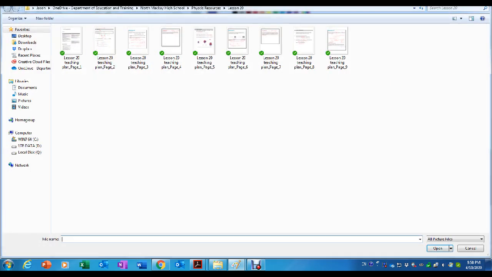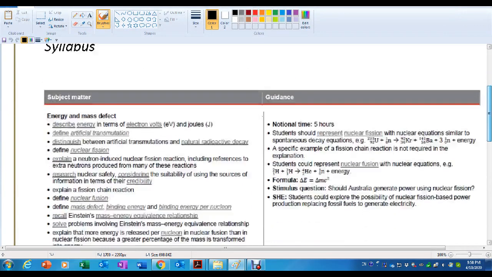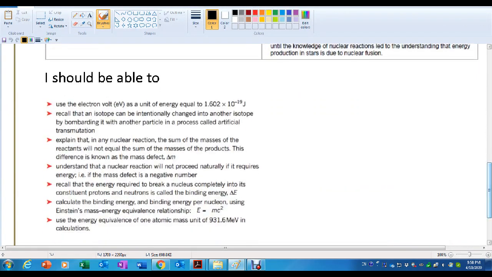Okay, that's all for today's lesson. So what we have learned here: let's see, use the electron volt. So that part we have learned. So you need to assess yourself on how much you understand.